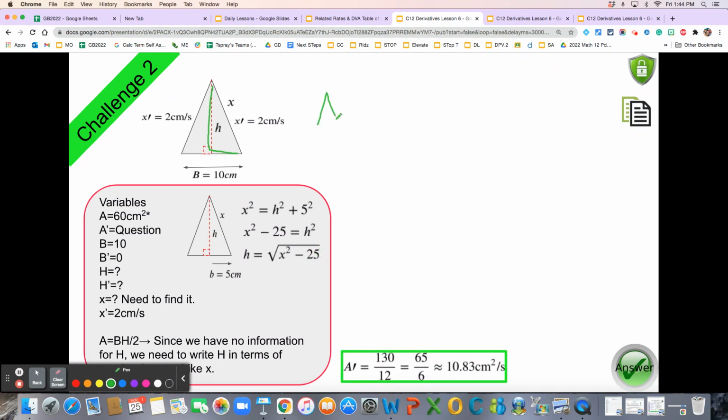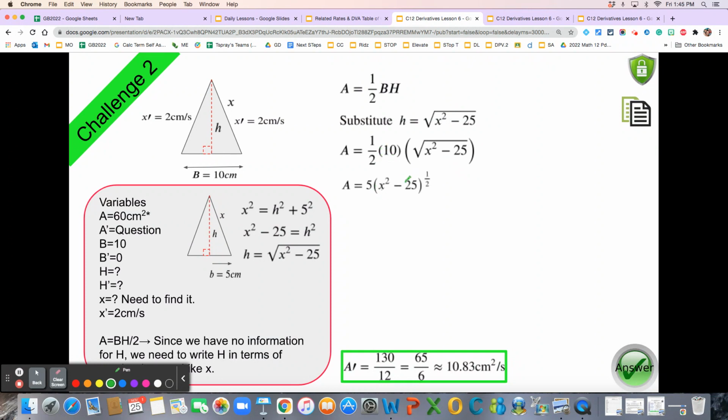And remember earlier, we said that the area equals 10 over 2 times h. In other words, area equals 5h. Okay, so we can now substitute that in for h right there. And so I think that's probably what we're going to see here. And so that's what we're doing. We're going to sub that in. So we're going to have our 5 here.